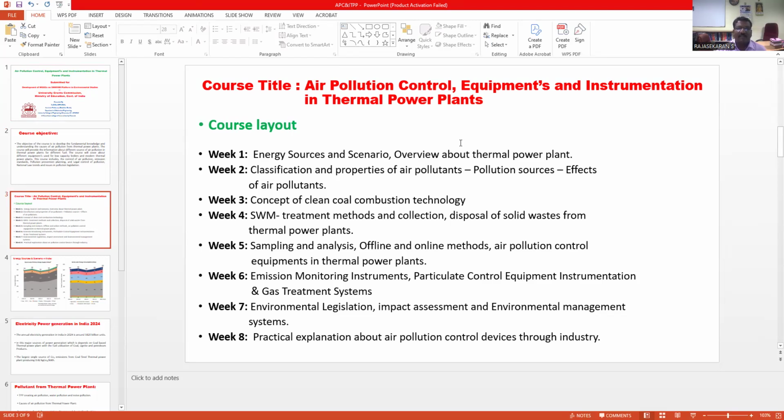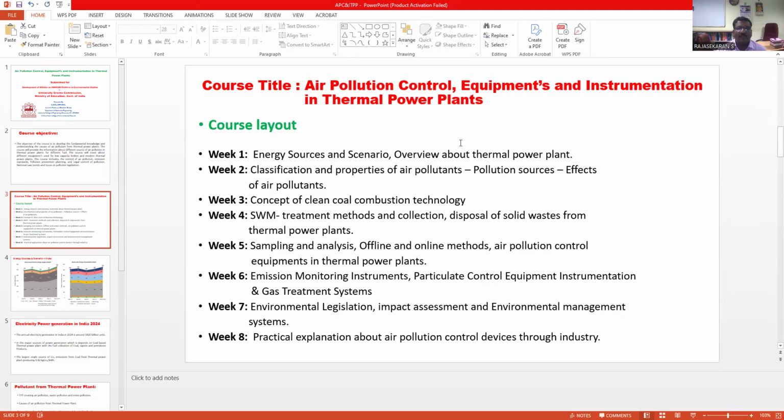In week 3, we are going to see the concept of clean coal combustion technology. As we know, in our country, more than 51% of power generation directly depends on coal-based thermal power plants. By utilizing clean coal combustion technology, how can we reduce the particulate matter, SOx, NOx, soot, and other pollution from the thermal power plant?